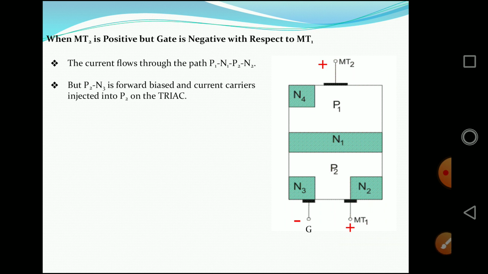So current flows through P1, N1, P2 and N2, but here P2 and N3 is forward biased, which makes the current inject into the TRIAC, but that current is normally not used for the practical applications here.